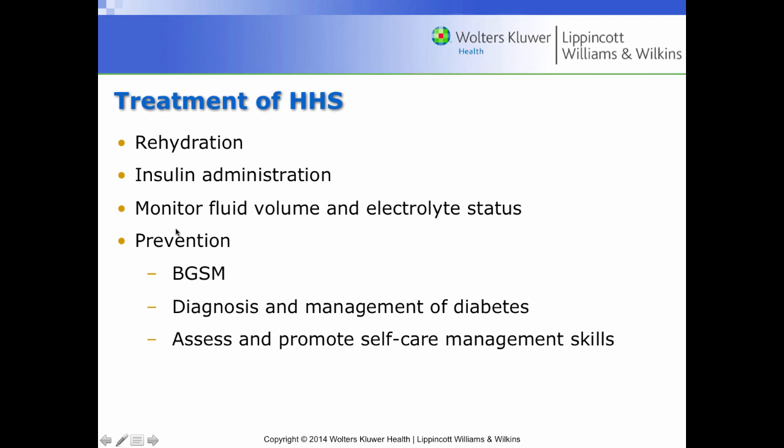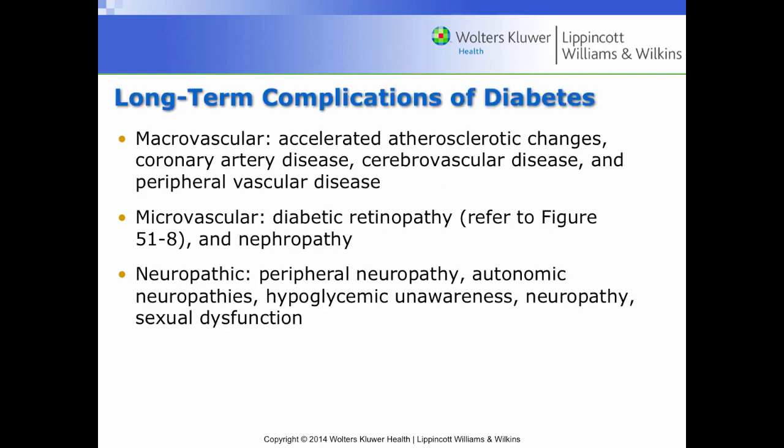And really, what you want to do is focus on preventing HHS in these type 2 diabetics. So good blood sugar monitoring, okay? The good diagnosis and management of their diabetes, and assess their self-care management skills. Because HHS is very life-threatening, but it also is preventable, okay? Because everything that a patient does to control their diabetes is going to go a long way to preventing this HHS.